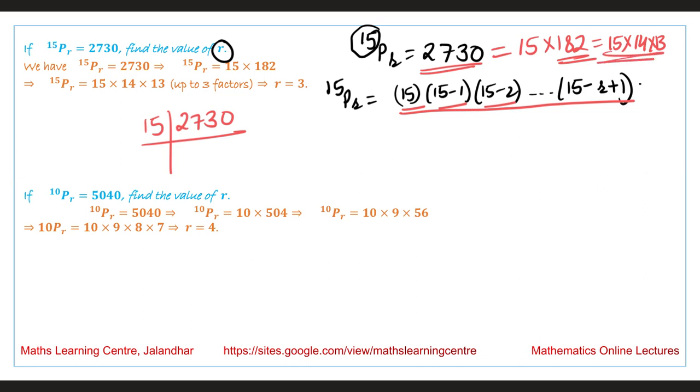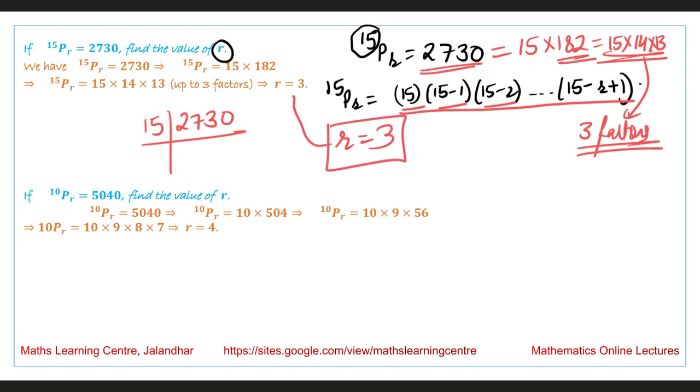So how many terms do we have? We have 3 factors or terms. So the value of r is equal to 3.